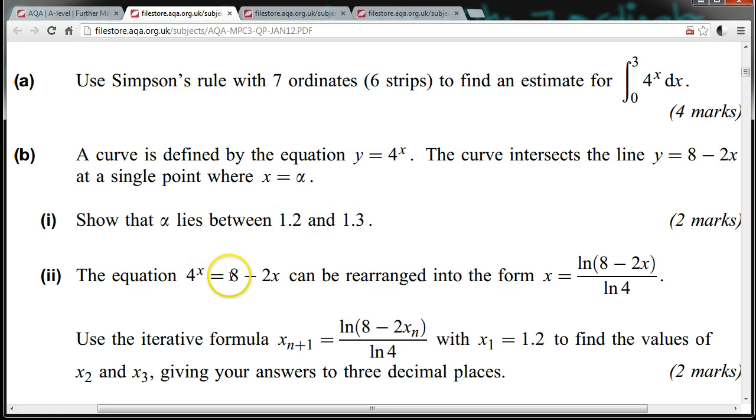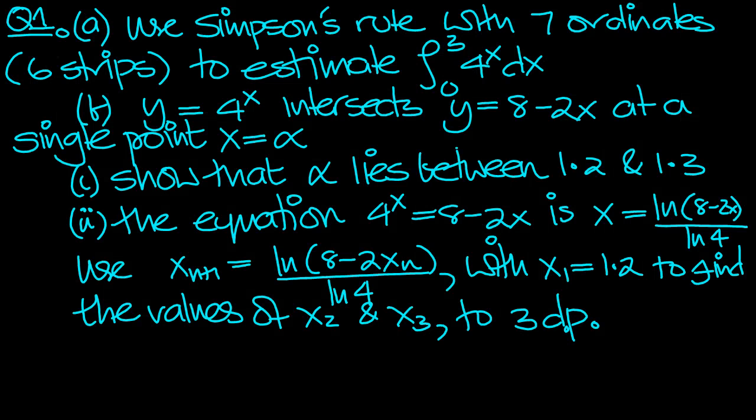The equation 4 to the x equals 8 minus 2x can be rearranged into this form here. Use the iterative formula here with x1 equals 1.2 to find the values of x2 and x3, giving your answers to 3 decimal places. So let's have a look at this then.